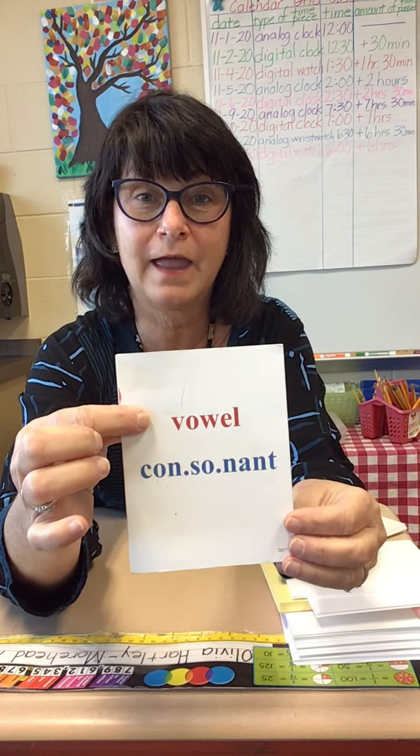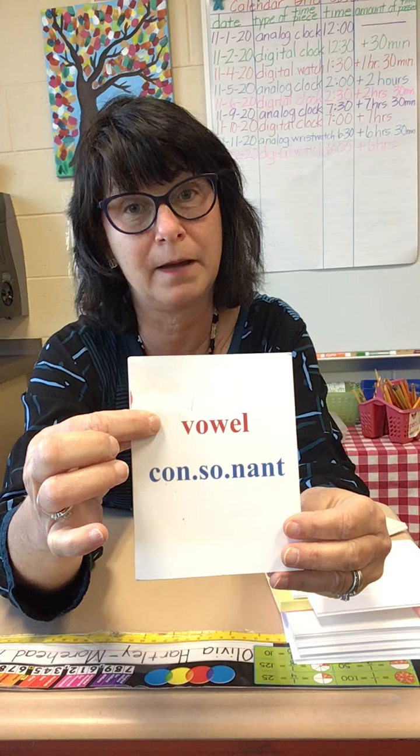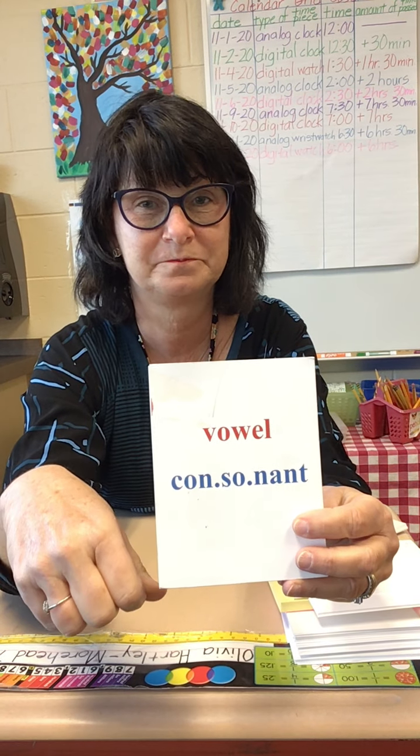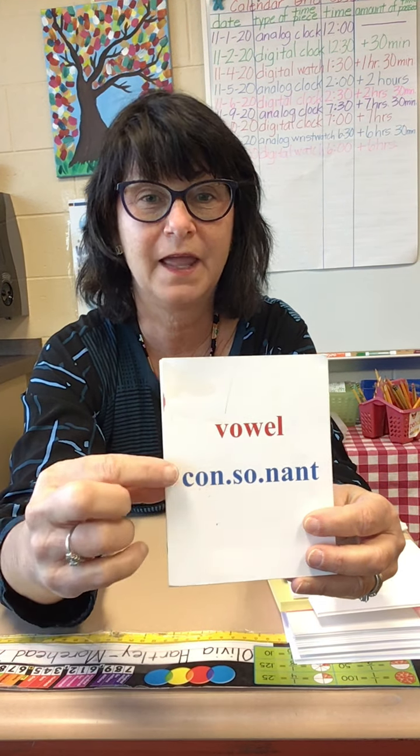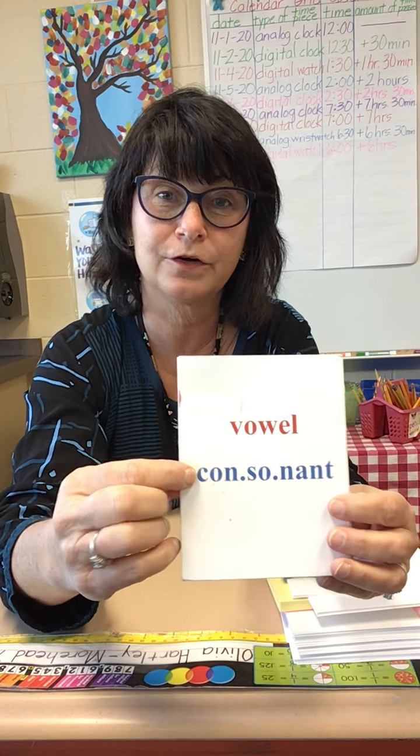A vowel is A, E, I, O, U, and sometimes Y. A consonant is all other letters.